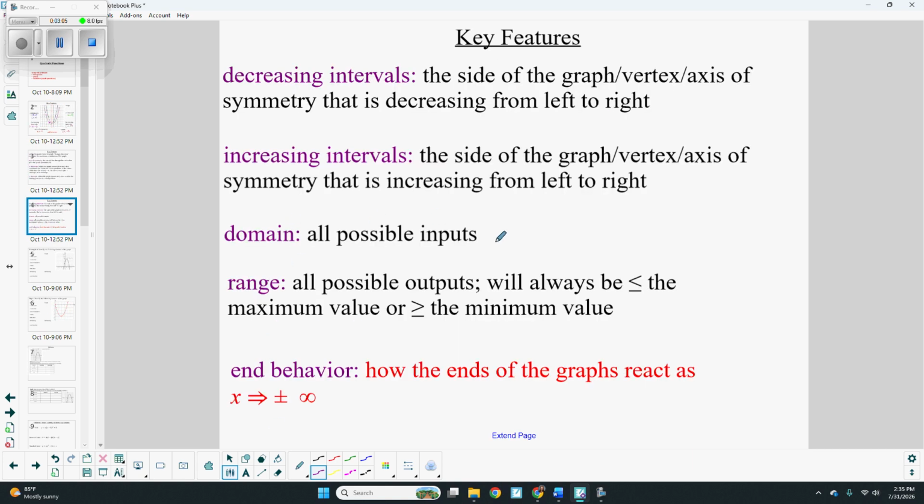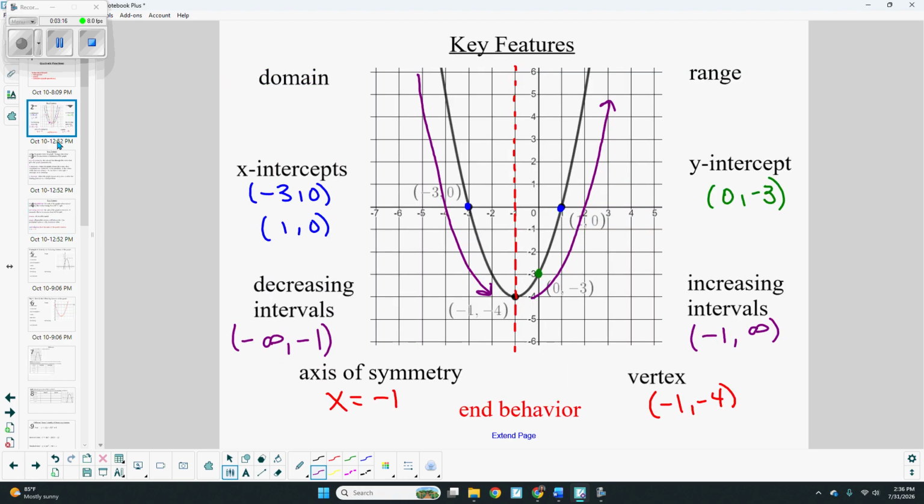Domain would be all possible inputs. We already said for quadratics, they're going to be all real numbers, or -infinity to +infinity. And then the range is the outputs. We did talk about that when we talked about the transformations of our function. Right here, our domain is all real numbers, -infinity to +infinity. And my range, because it's everything above a certain value, goes all the way up to infinity, and we're going to have a bottom out. The very bottom was when y was -4. So it goes from -4 on up, all the way to +infinity.